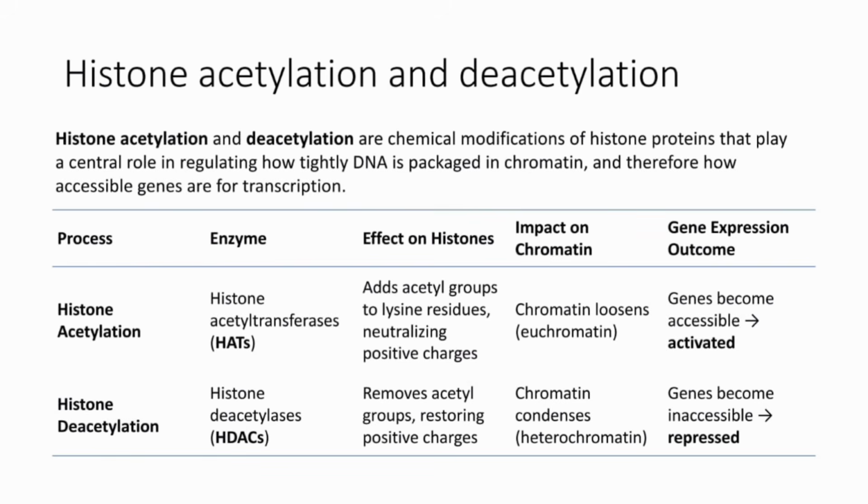There are 2 processes involved. Histone acetylation, where the enzyme is histone acetyltransferases, adds acetyl groups to the lysine residues, which then neutralizes the positive charges. And because the positive charges are neutralized, the chromatin loosens, because the bond between the positive charge of the lysine and the negative charge of the phosphate has been relaxed. So the chromatin loosens and the genes become accessible, activating gene expression.